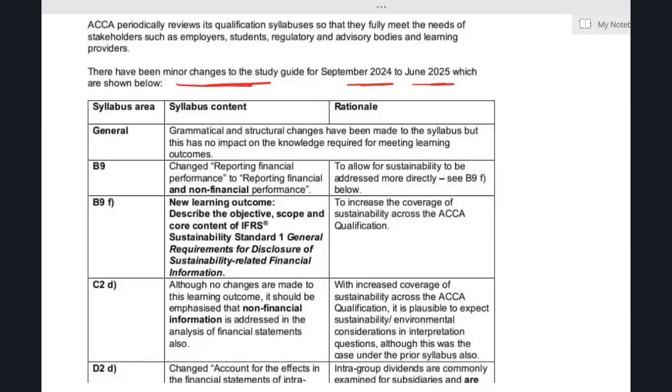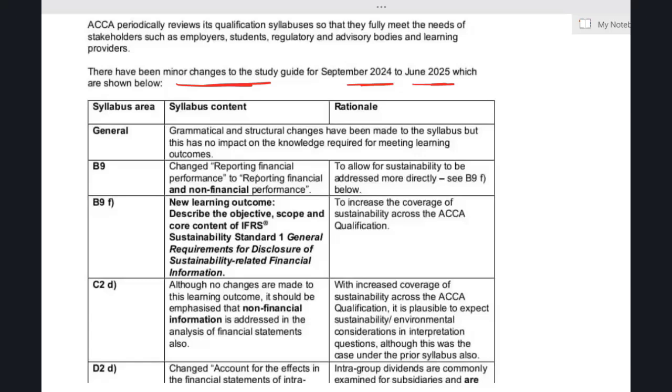And obviously, as I discussed earlier, in section C there are 3 areas which are normally tested. One is ratio analysis. Traditionally, the ratio was only on financial areas. Now it is going to be on non-financial performance indicators as well. So now I would say there are more chances of ratio analysis coming in section C.